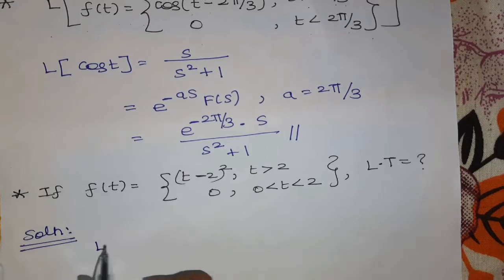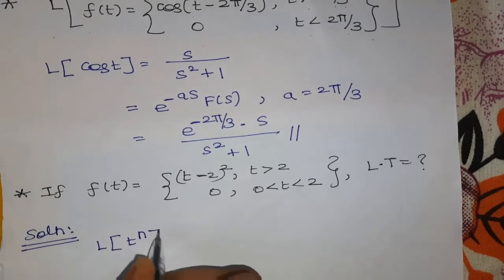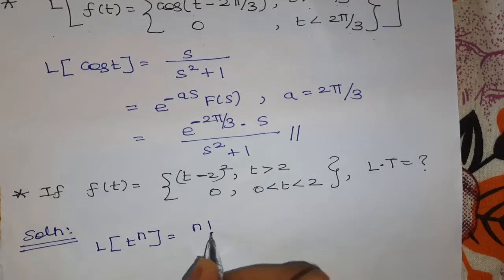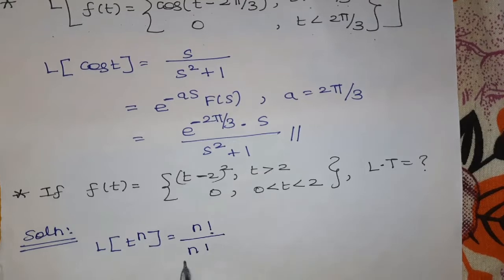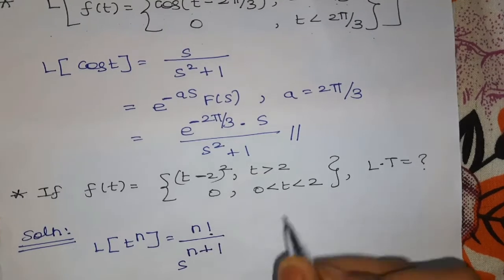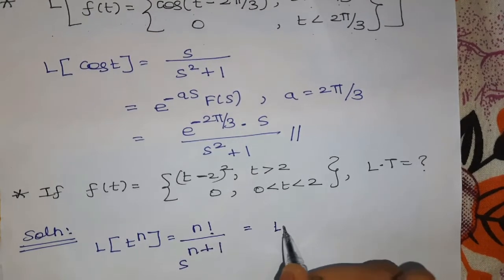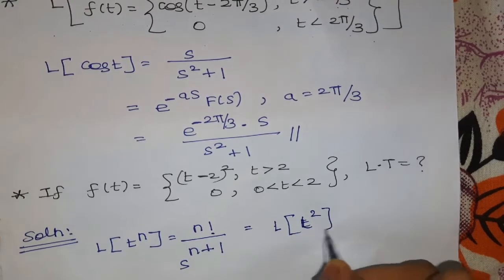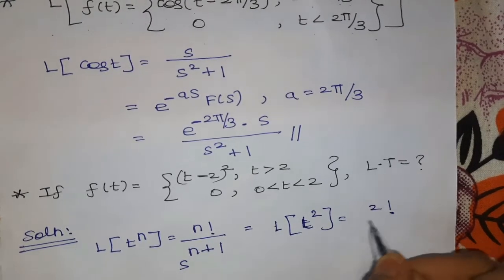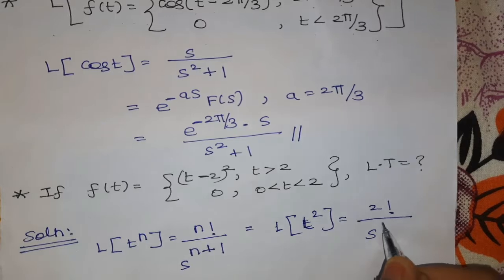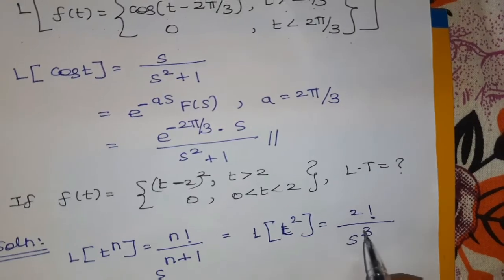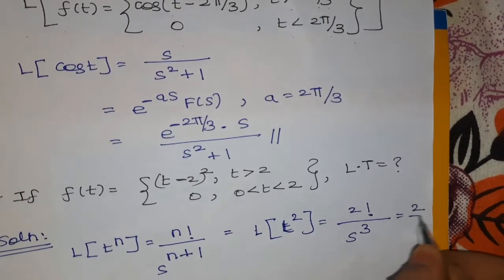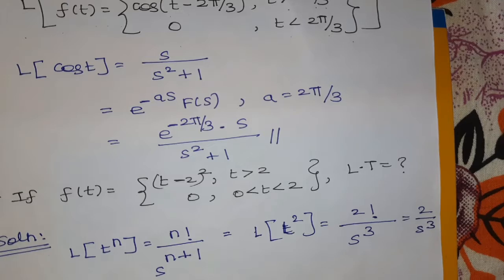We know that the Laplace transform of t power n is n factorial divided by s power n plus 1. Similarly, the Laplace transform of t squared: here t squared, what we will get? 2 factorial divided by s power 2 plus 1, that is s cube. 2 factorial is 2, so 2 divided by s cube. S cube we will get.